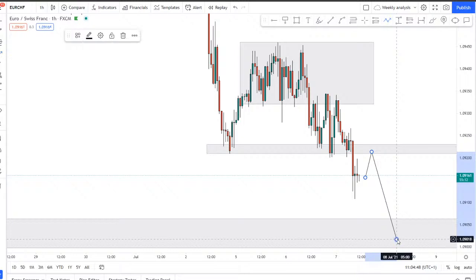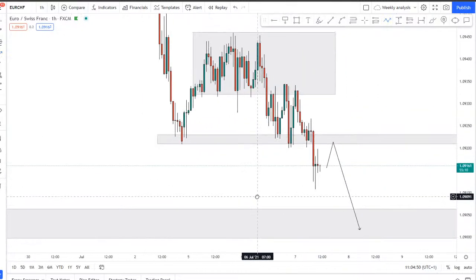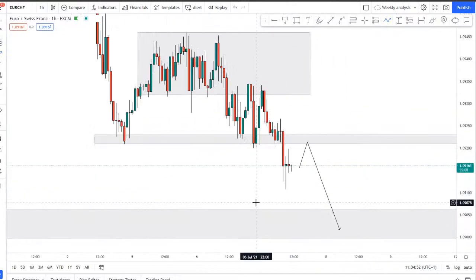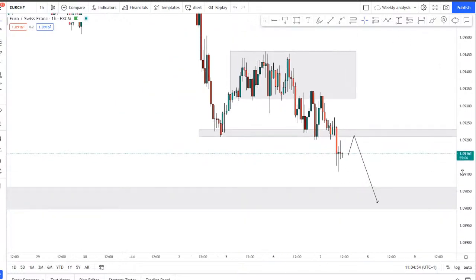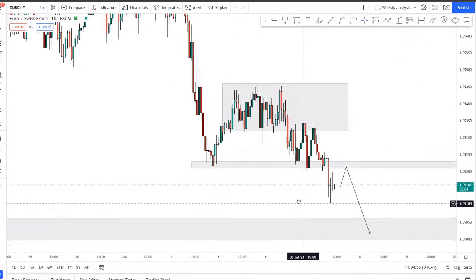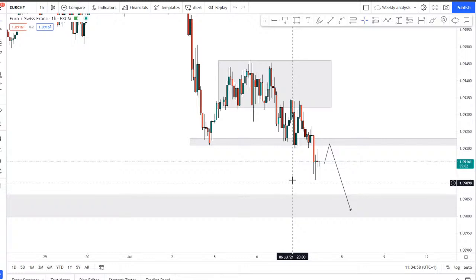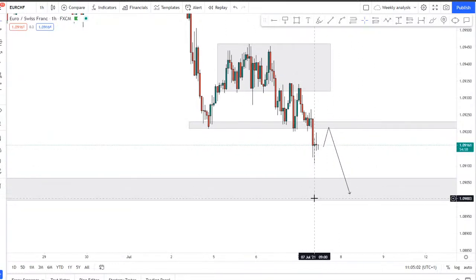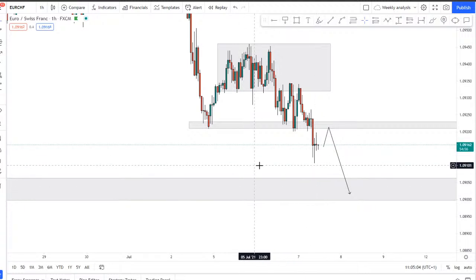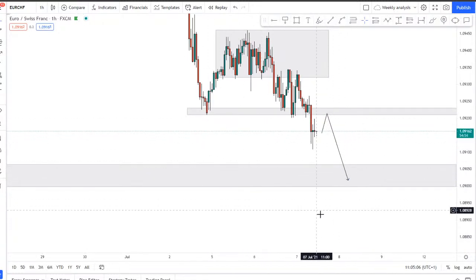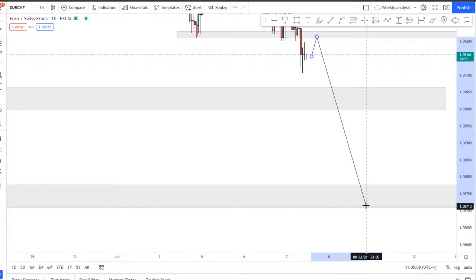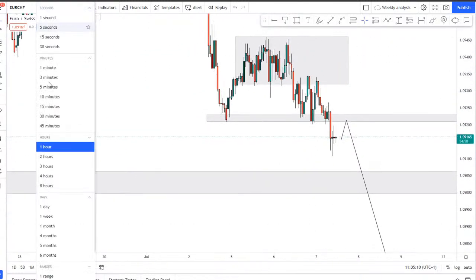Not my favorite type of entries, to be honest with you, but it does work. I don't particularly like it. I'd rather catch the trade here than catch the break and retest, but it does work over time. Of course, wait for those confirmations as well. But yeah, Euro CHF, more shorts for this one, potentially to this area here and those lows down there.